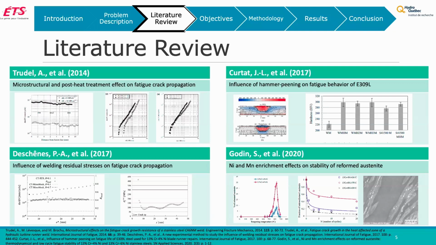If they wanted to repeat the same process for the fabrication of the turbine at the beginning, due to the nature of the material and the microstructure, the result wasn't that successful. So they tried to enrich the material with nickel and manganese elements, which increase the stability of reformed austenite. They could change the microstructure, and hopefully we can have the benefit of hammer peening.